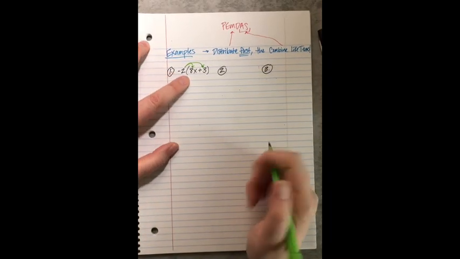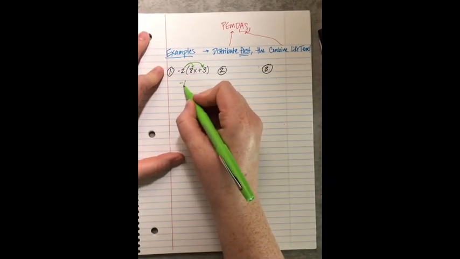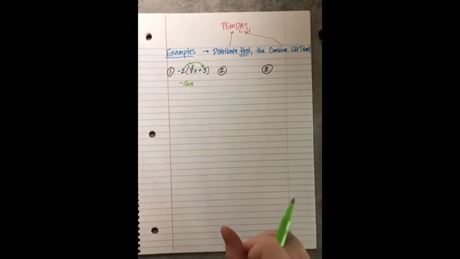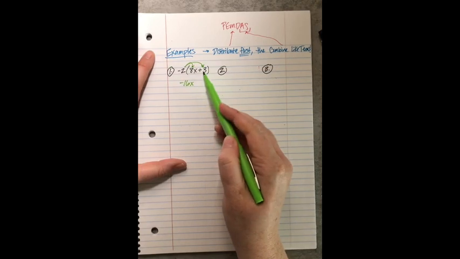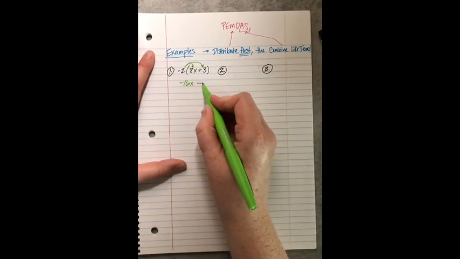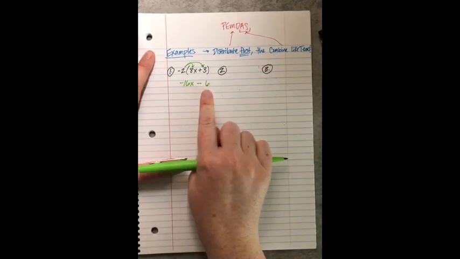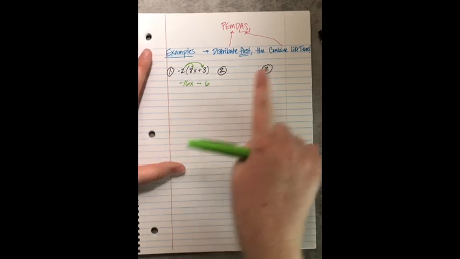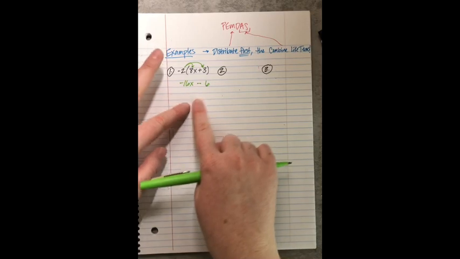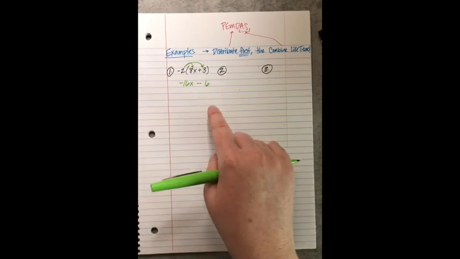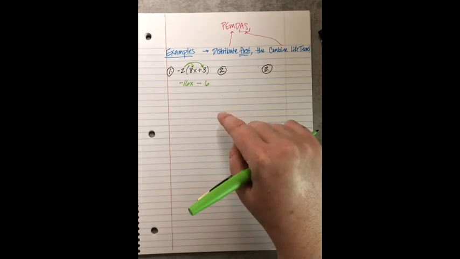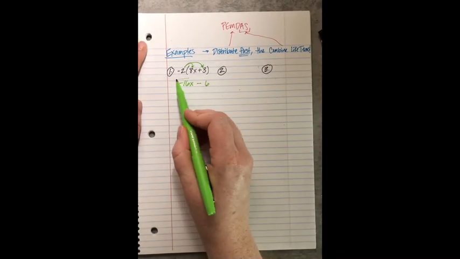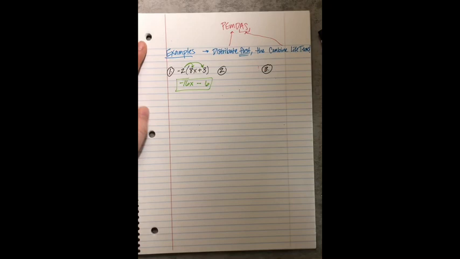Negative 2 times 8x is negative 16x. Negative 2 times positive 3 is negative 6. So here's what I'm left with, negative 16x minus 6. Now, can I simplify this further? Can I combine like terms? Well, there's no like terms to combine here. These are not like terms. They don't have the same variable. So I'm done. That's it.